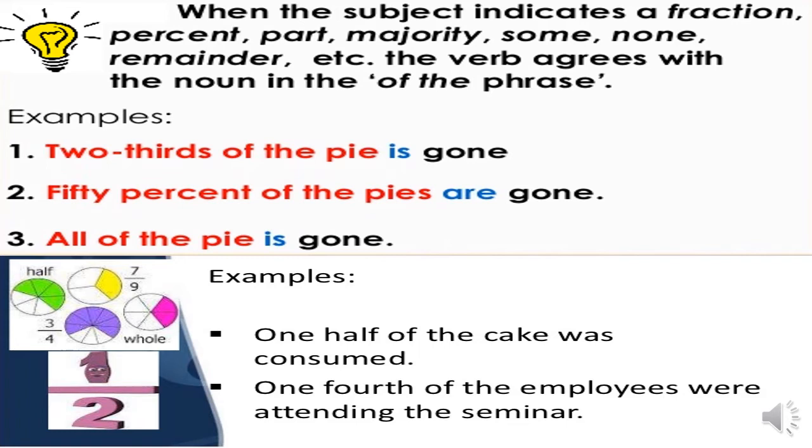All of the pie is gone. So here you can just notice the word pie in all the three sentences, and how the verb is followed according to the number of the noun form used. Some more examples: 1/2 of the cake was consumed. 1/4 of the employees were attending the seminar. The first one, there is cake, that is singular, so that's why we have a singular verb was following. And then next we have employees, which is plural form, so the verb following that is actually were.